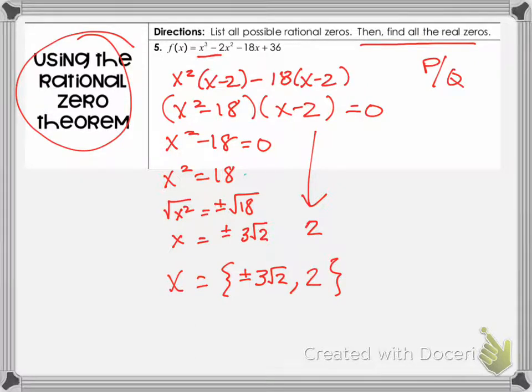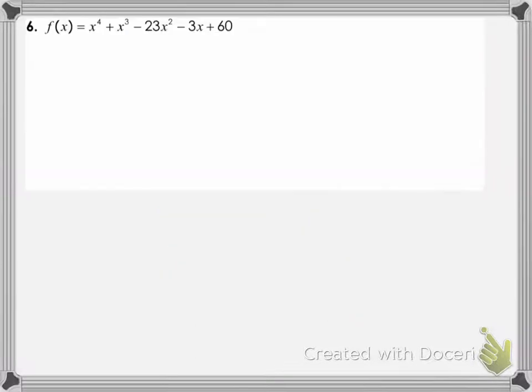Okay, so one more. I'll show you the answers to the other one at the end. This one, there's no way we're going to do grouping because it's too many. So we're going to do P over Q. But remember I told you with P over Q, I'm not going to list all those out. I'm going to try 1. I don't know if that'll work. So let's see. 1 and negative 1.